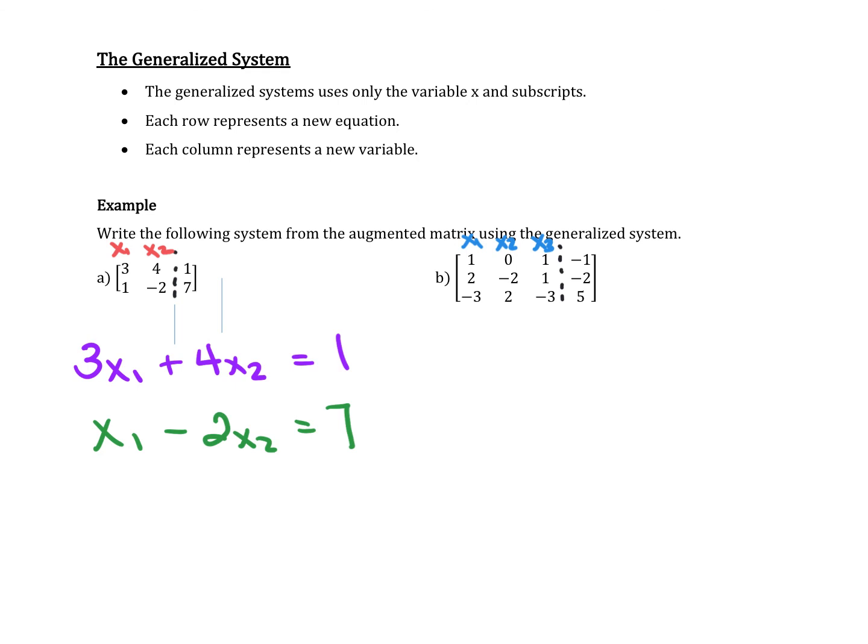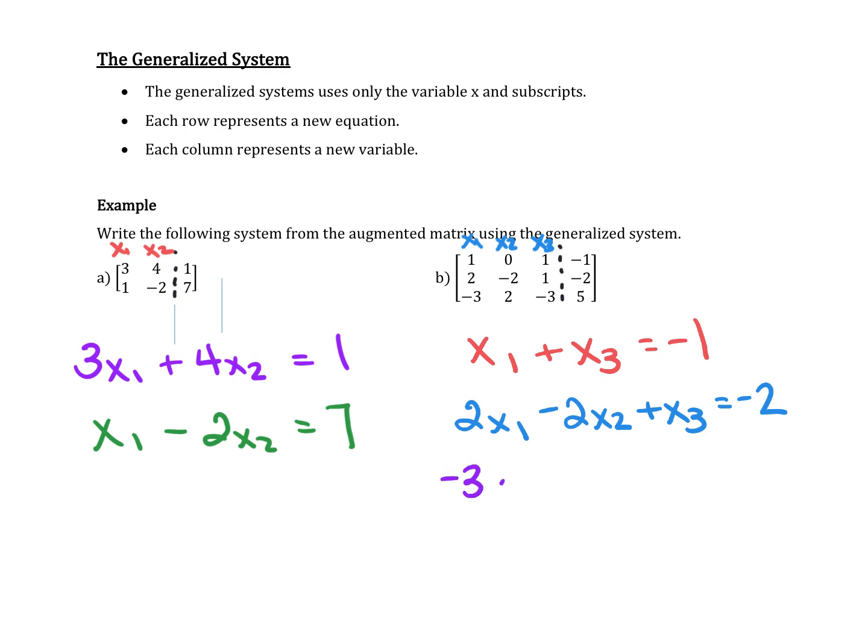Next one, I have x1, and there's no x2, so the last one is plus x3 equals negative 1 for the first row. The next row is 2x1 minus 2x2 plus x3 equals negative 2. And then the last row is negative 3x1 plus 2x2 minus 3x3 equals 5. And notice again, all we're doing is, instead of using the variables x, y, and z, we're using the same letter x, but we're subscripting it with 1, 2, and 3, or however many variables we may have here.